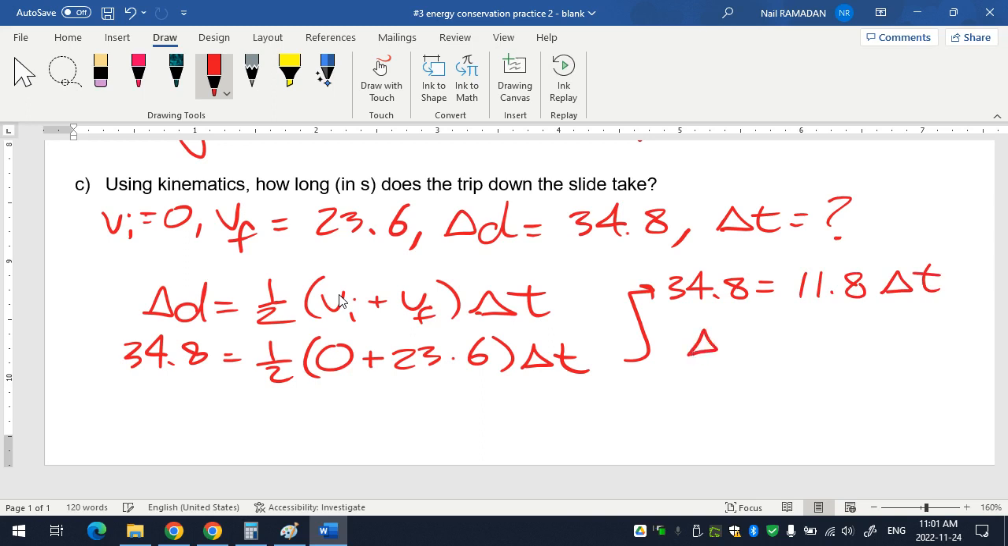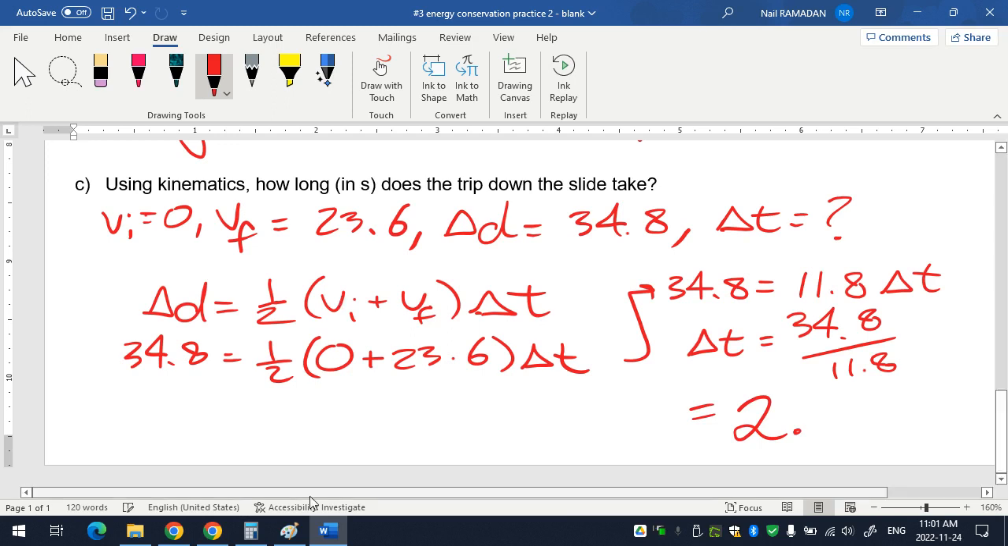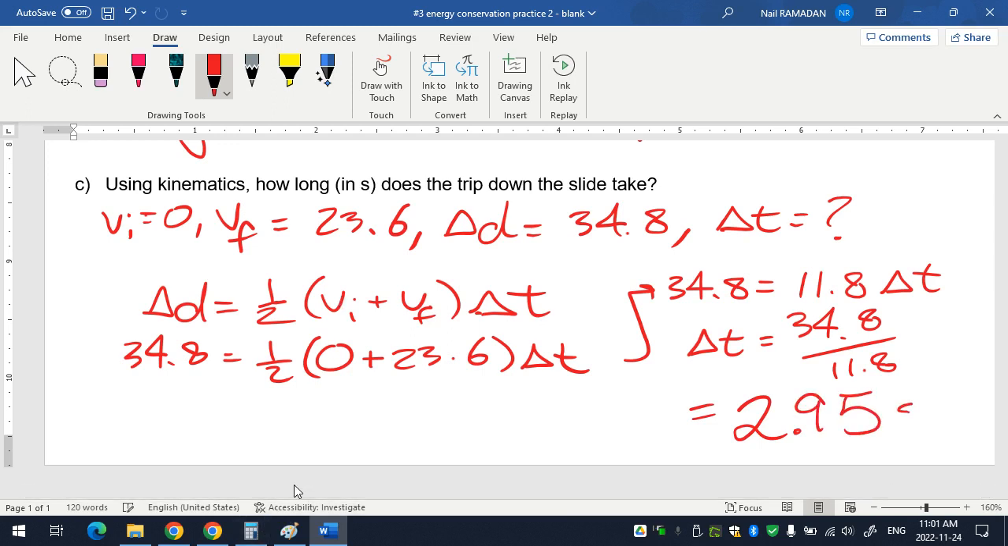What do I do now? Divide. That's got to be slightly, is it almost 3? Almost 3. 2 point what? Less than 3 seconds to go from a height of 28.5 down a slide that's about 35 meters long. Yep.